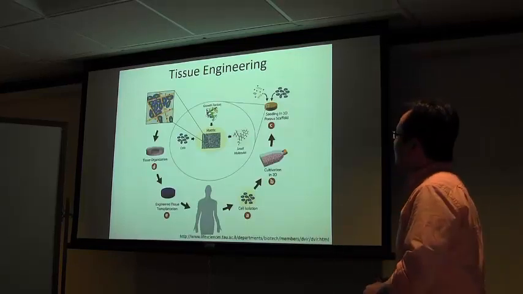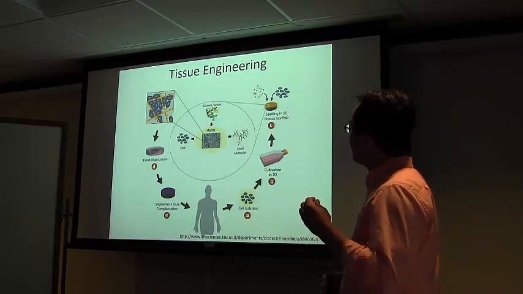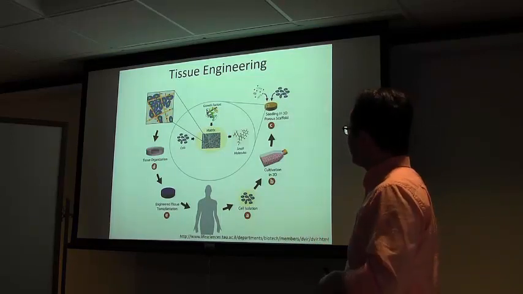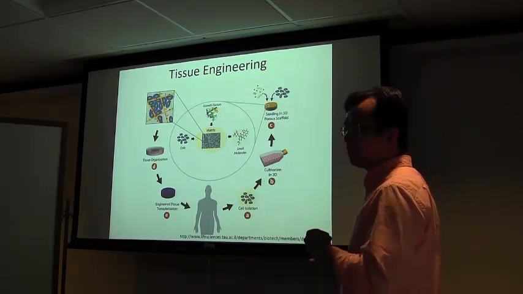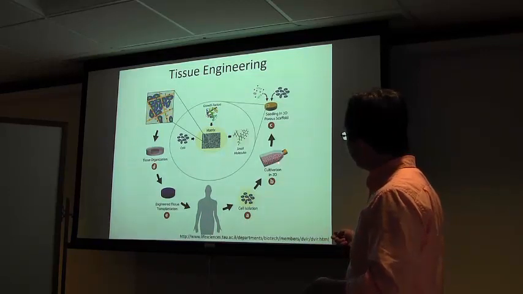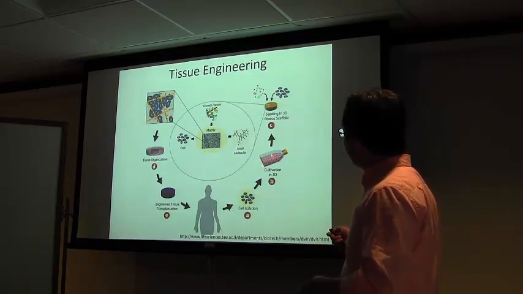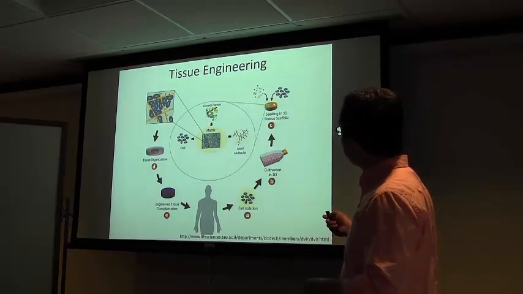About 3 decades ago, scientists figured out a new way to try to build organs or tissues in vitro, that's outside the body. So this is the idea. We isolate cells from the human, either from your own body or somewhere else. We isolate them and expand them in 2D culture. And then once we have enough cells, we put them into the 3D scaffold.